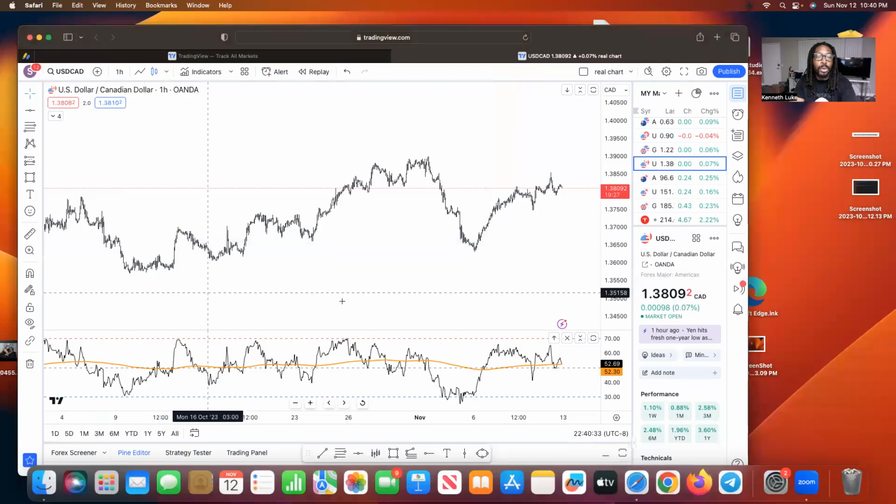Then what I want to do is take you over to the charts and show you two examples of how you can find support and resistance. We're going to share the screen. I'm not going to make this super crazy or tedious. We're going to get right to the point.